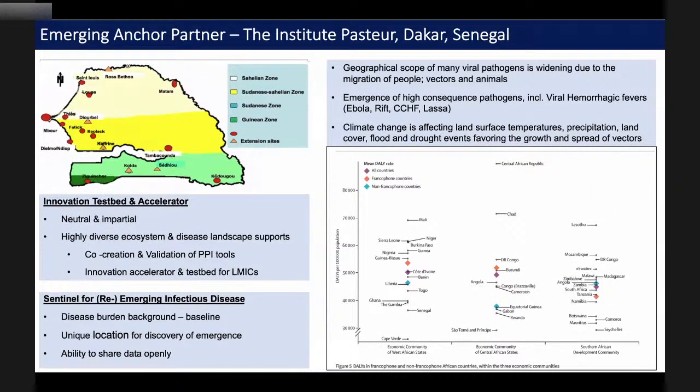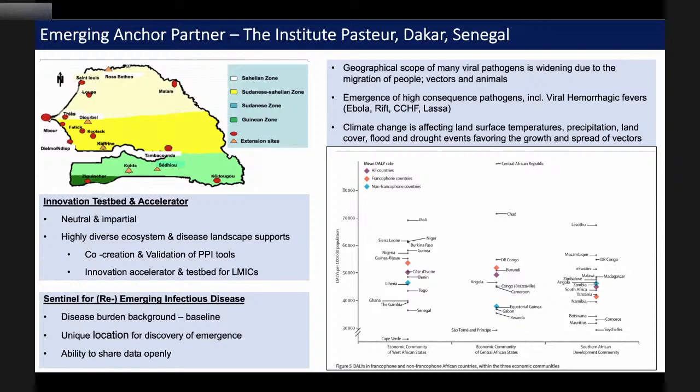So the same thing, in a very different type of setting, is Institute Pasteur Dakar. Very much different in terms of setting, not tropical, but basically an arid climate. We see a lot of emergence of vector-borne diseases, pathogens widening due to migration, people, climate change, and we're seeing viral hemorrhagic fevers showing up. And this is of real concern.